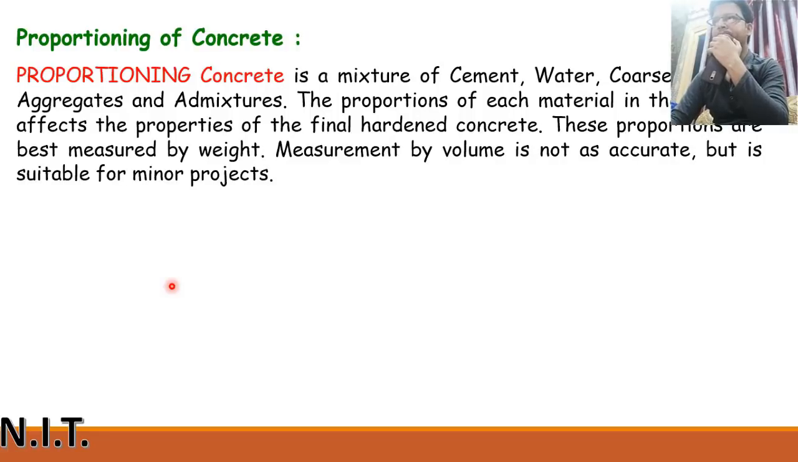Proportioning of concrete. What is it? Proportioning of concrete is a mixture of cement, water, coarse and fine aggregates and admixtures. The proportions of each material in the mixture affect the properties of the final hardened concrete. These proportions are best measured by weight. Measurement by volume is not as accurate but is suitable for minor projects.